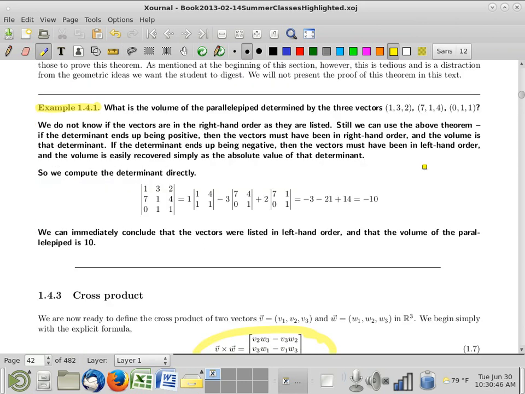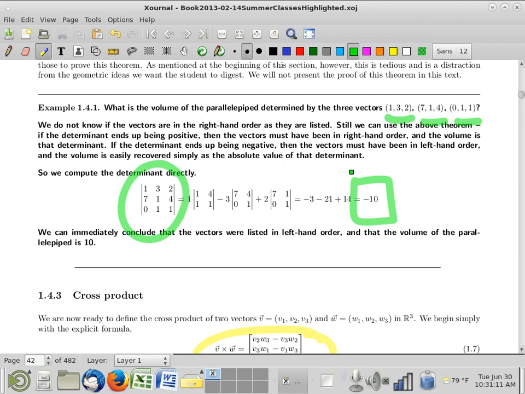Okay. So a quick example. Here's a trio of vectors, and what can we determine about these three vectors simply by computing the determinant? Well, the determinant, there it is, -10. What does that tell me? Well, without having the slightest idea what the picture looks like, you'll note no picture, I see a minus sign, and that tells me that these three vectors are in left-hand order.